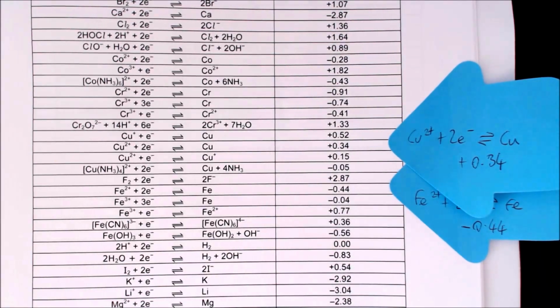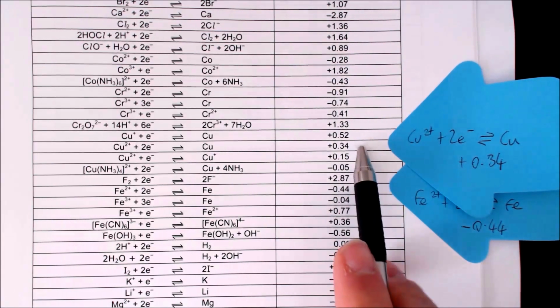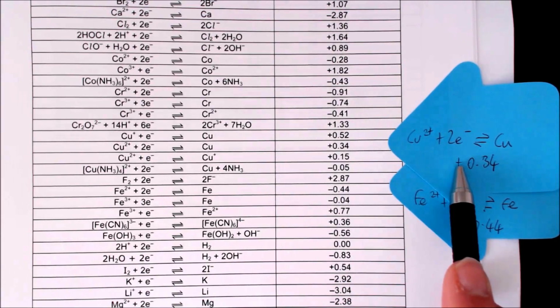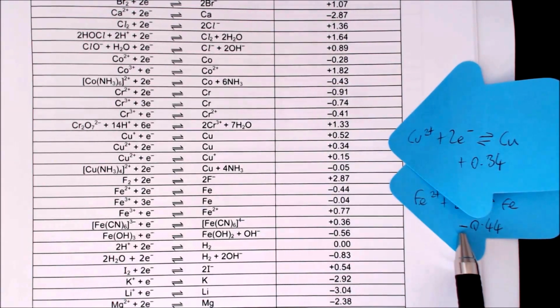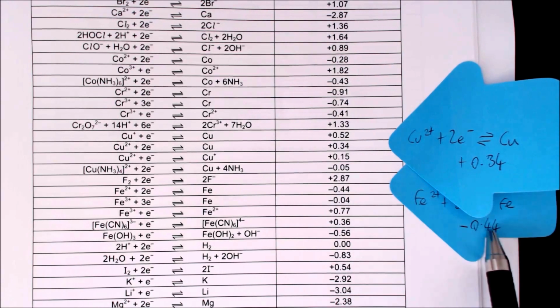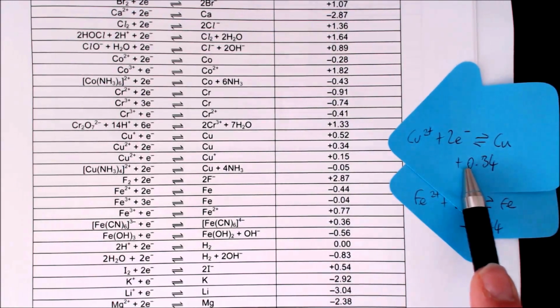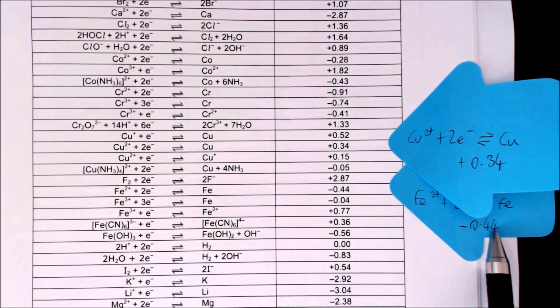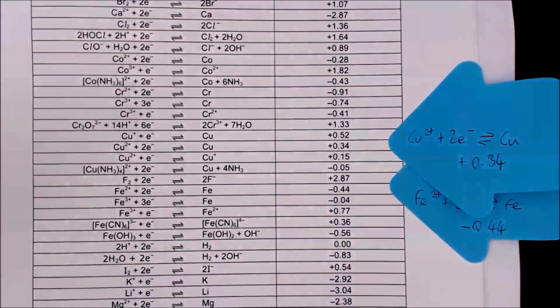So when we actually work out the E naught of the cell, we take the two values and we do the E naught of the positive value, which is this one, 0.34, minus the E naught of the negative value. And obviously a minus and a minus will turn that into a plus. So that's going to be effectively 0.34 plus 0.44, and that will give us our E naught of our cell. Okay, so we'll come back to them in a minute.